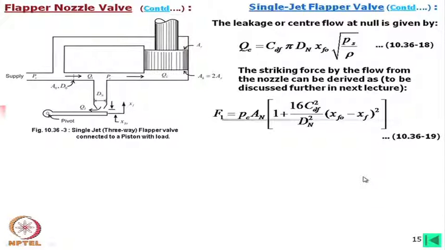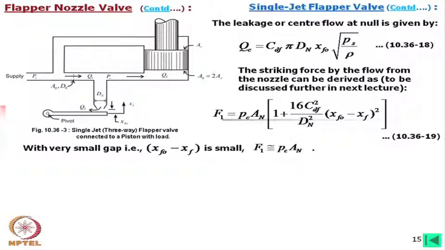Now, the striking force by the flow from the nozzle can be derived in this form. We shall also discuss it in the next lecture. Now, what is striking force? The striking force means this: when the flow is coming on, it is striking on this flapper, which is ultimately required to estimate how much torque is required. So, this F1 is estimated by this formula.